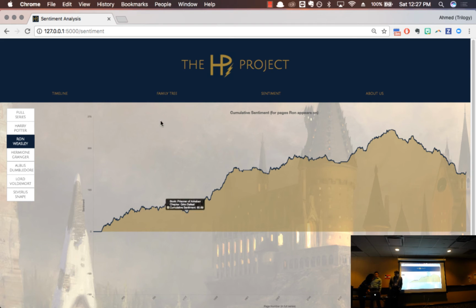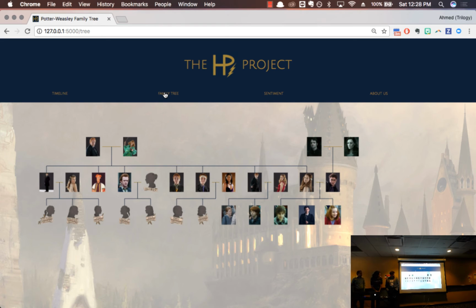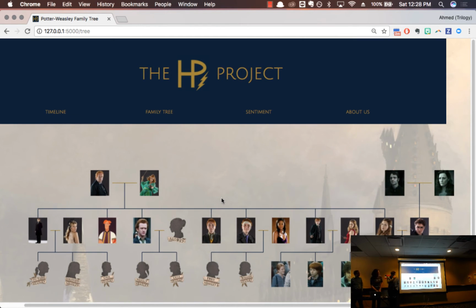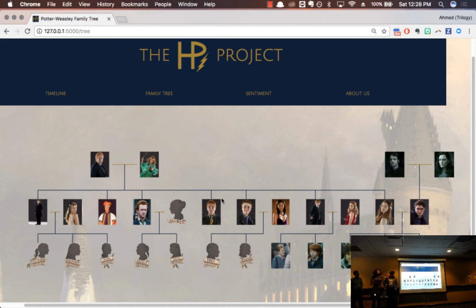The last visualization that we had was a family tree of the Potter and Weasley families. Just zoom in a little bit. All right, this was not that hard to do. It was using SVGs, but it was just tedious, as you can imagine. There are a lot of different characters, and positioning them was a bit tough.